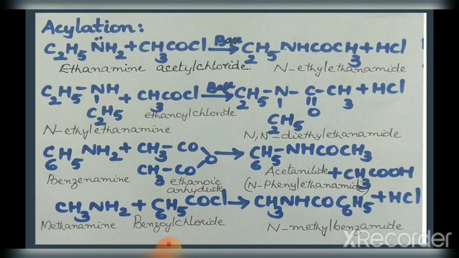It reacts with an acid anhydride. The acid anhydride taken is ethanoic anhydride, which is commonly called as acetic anhydride. The product obtained in this case is commonly known as acetanilide, and the IUPAC name of the compound is N-phenyl ethanamide. The byproduct obtained in this case is acetic acid, whereas if the acid chloride is taken, we get HCl as the byproduct. Now consider methanamine.